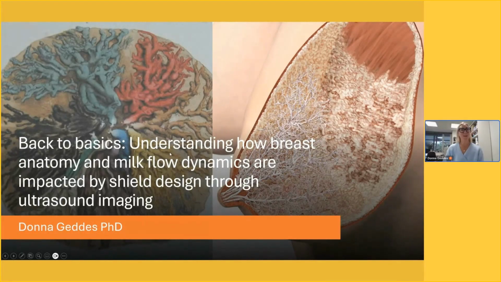We're getting back to basics today. One of my favourite subjects is breast anatomy and milk ejection, and also milk flow dynamics. I think we need a really sound understanding of the anatomy and physiology in order to improve and enhance outcomes for our mothers in terms of milk removal, whether that be breastfeeding or breast expression.